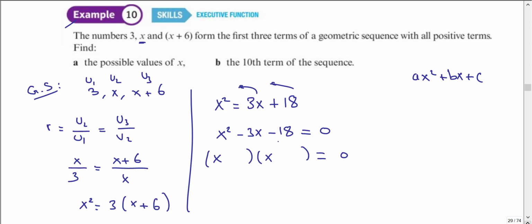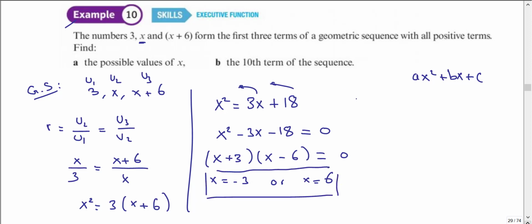18 is 2 times 9 and 3 times 6. I would use 3 and 6. Give this negative, give this positive. Check it's correct. So x equals minus 3 or x equals 6. They were asking about possible values. Here are the possible values: x equals minus 3, and x equals 6. It's very simple. That's part A.